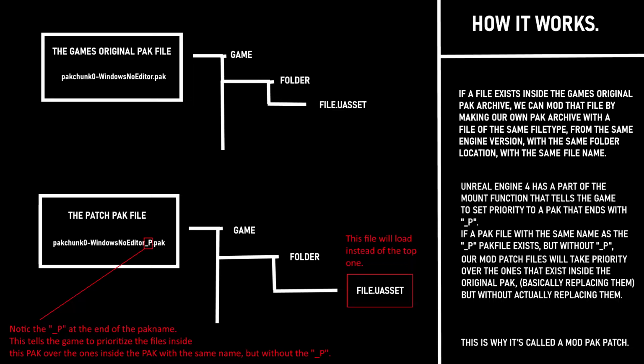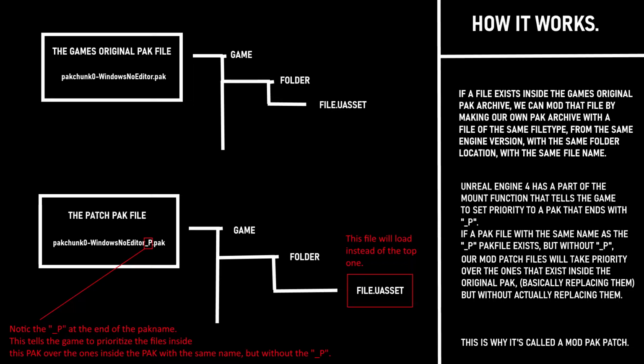Now, if you look at that underscore P there at the end of the file name, this tells the game to prioritize the files inside of this pack over the ones inside of the pack with the same name, but without the underscore P. So the result of this is that this file in game folder file.uasset in the patch pack file will load instead of the top file. So now how does this work?